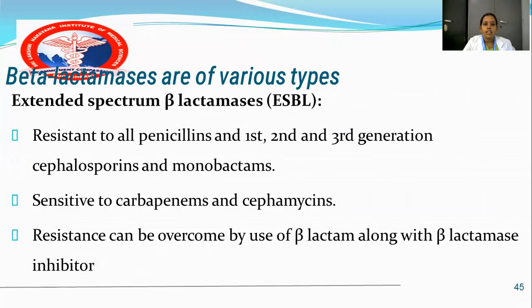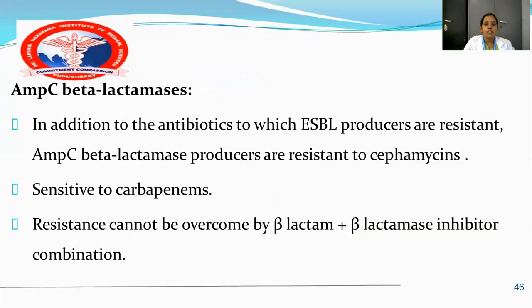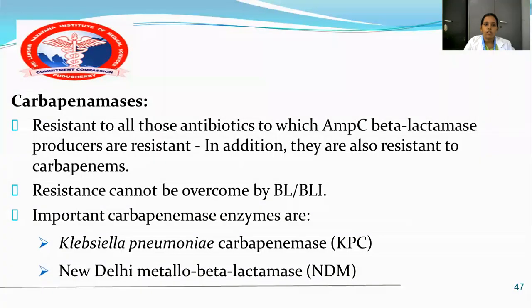And what is ESBL? I told you, extended spectrum beta-lactamase: resistant to all penicillins and the first, second, third generation cephalosporins and monobactams, sensitive to carbapenems and cefamycins. Resistance can be overcome by use of a beta-lactam along with a beta-lactamase inhibitor. AmpC beta-lactamase: this is the ampicillin resistant AmpC gene. Sensitive to carbapenems. Resistance cannot be overcome by beta-lactam plus beta-lactamase inhibitor.